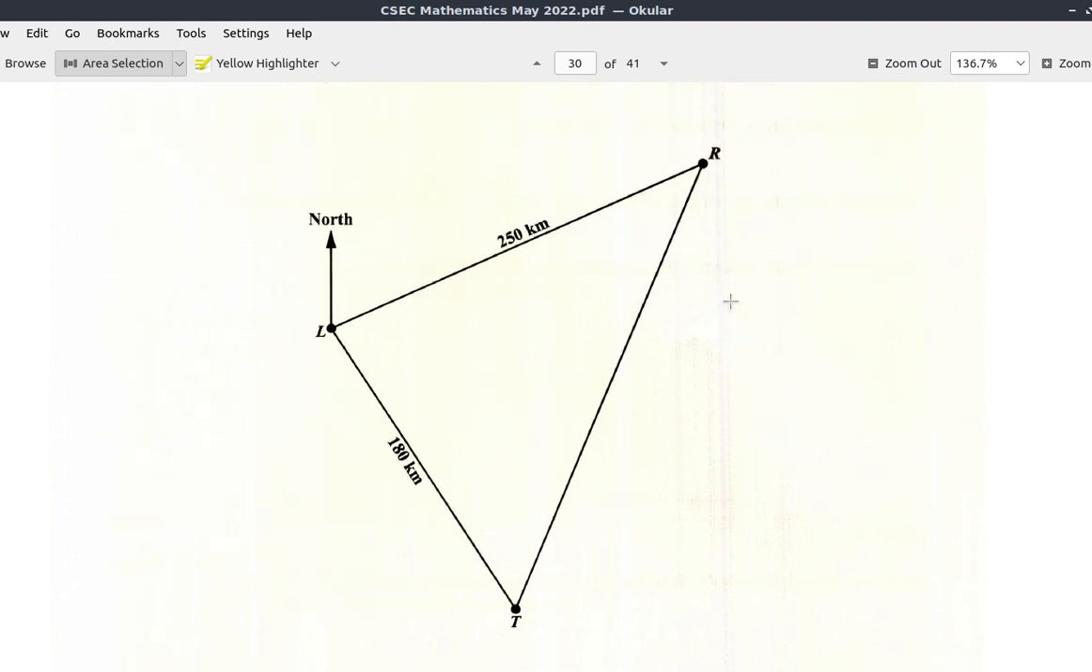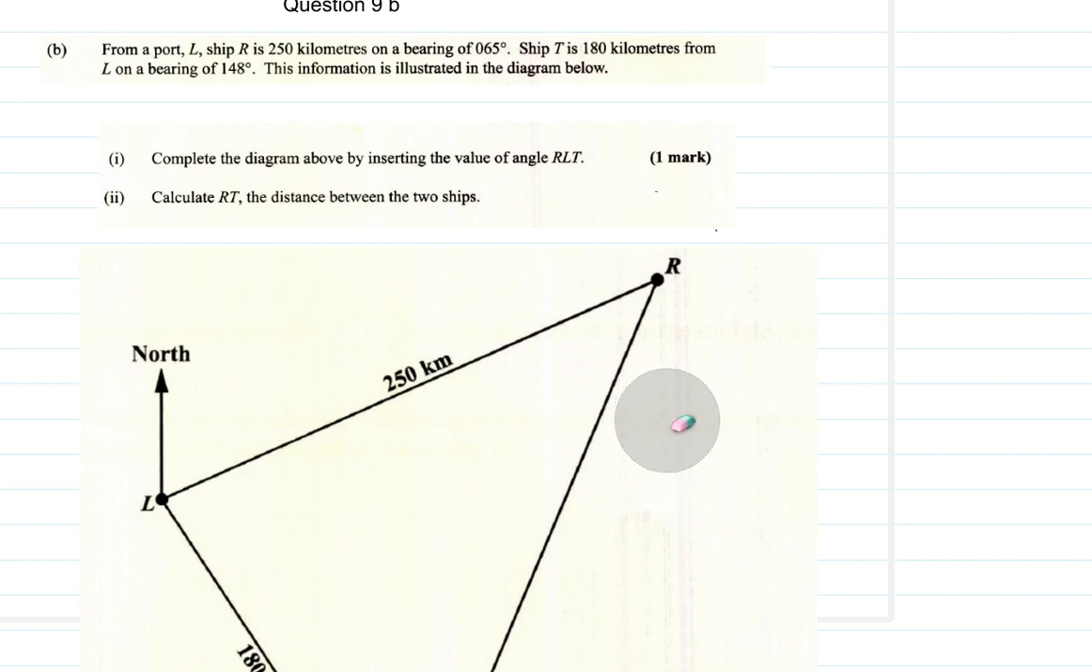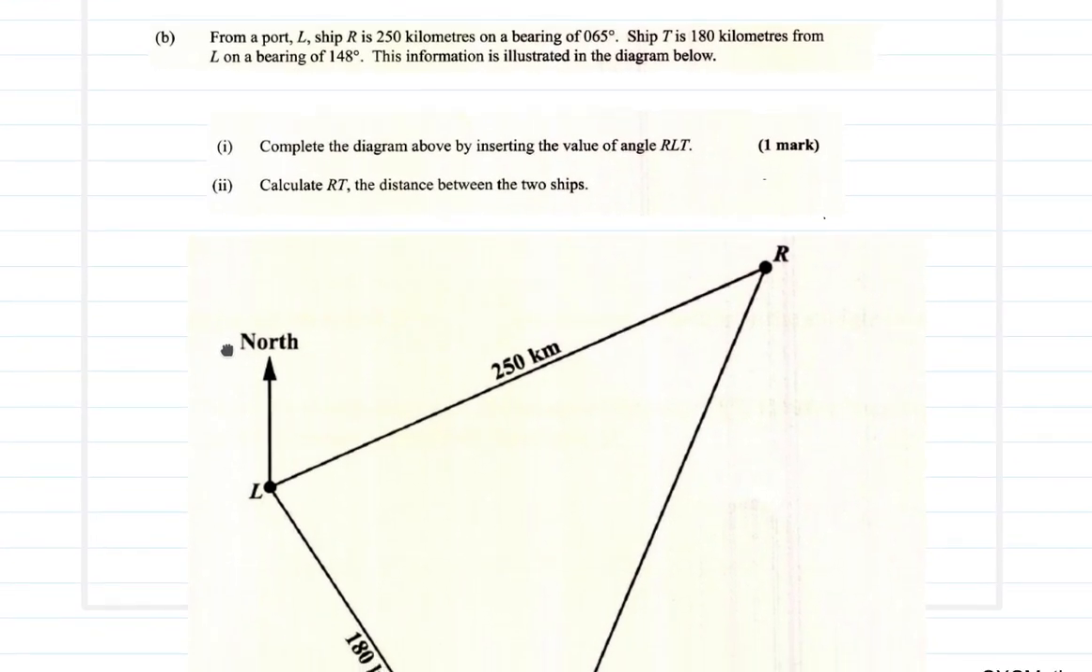Right. I already copied parts of the question and put them over here. So what it says here, you must put in the value of RLT. I want you to pause the video and do that for me. Also, calculate RT, the distance between the two ships. Do these and then continue the video and see what happens.